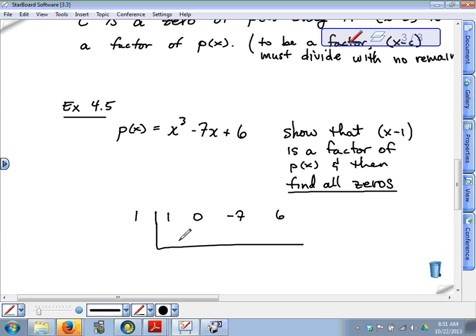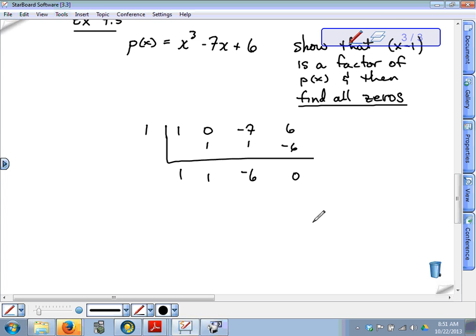Right. What is it we're searching for, by the way? How do we know that something's a factor? What should we get? No remainder. That's what we're going for here, no remainder. So if we do the synthetic division, we get a remainder of 0.